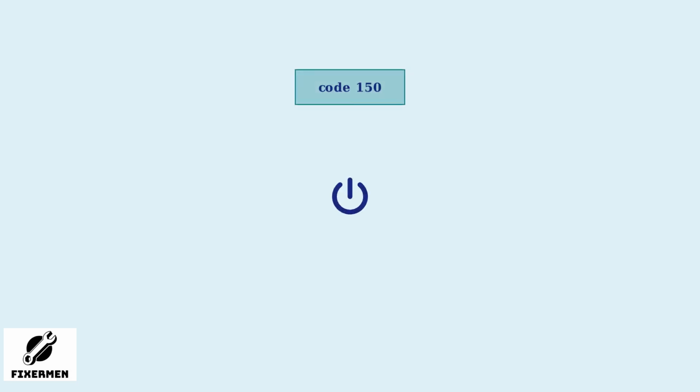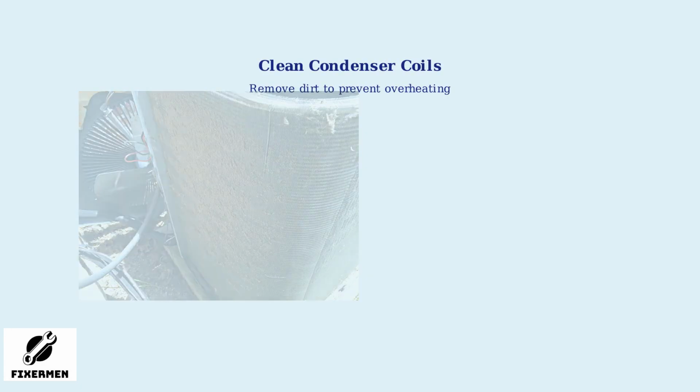Start with a simple power cycle to reset the system and clear temporary faults that might have triggered error code 150. Turn off the unit at the breaker or thermostat for 5 to 10 minutes, then turn it back on. Next, inspect the air filters. Dirty or clogged filters restrict airflow and can lead to pressure imbalances causing error code 150. Remove and clean or replace them regularly. Examine the condenser coils and vents for dirt and debris. Buildup here can cause the system to overheat or create pressure issues that trigger error code 150. Use a soft brush or vacuum to clean them gently.